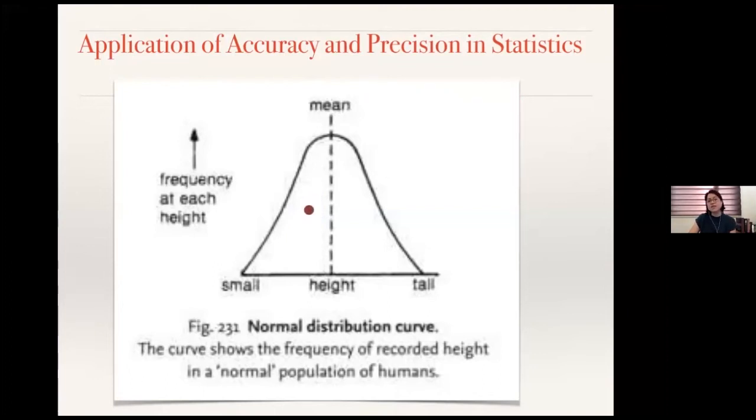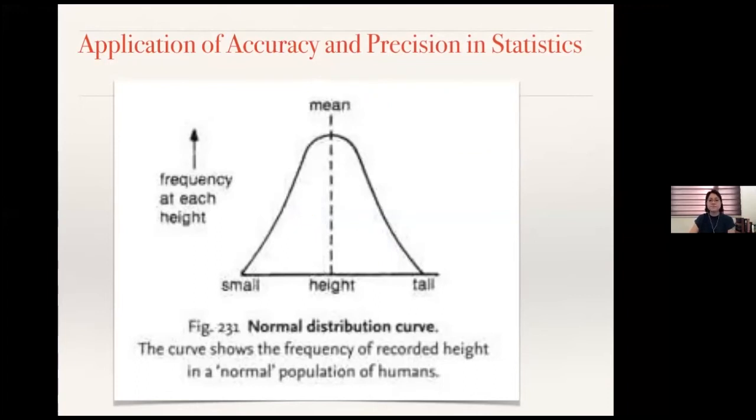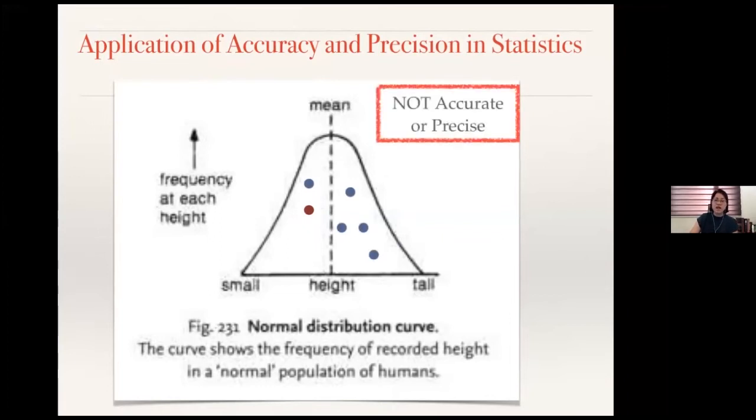Now, in this next scenario, this is the true estimate, and you have all of these blue dots far from it, but they're still close to each other. So it's precise, but it's not accurate. And lastly, this illustrates that it's all over the place. So it is not only not accurate, but it is not precise as well.